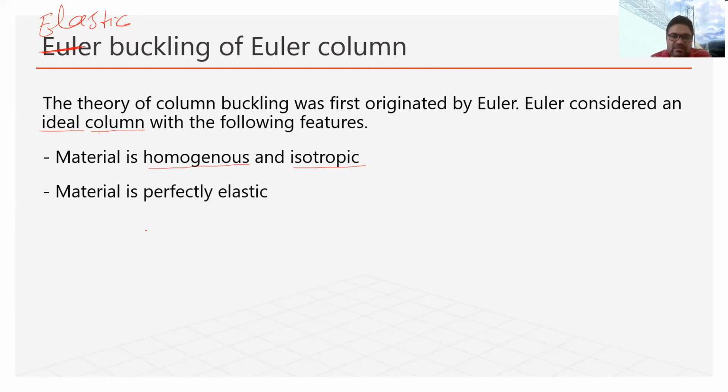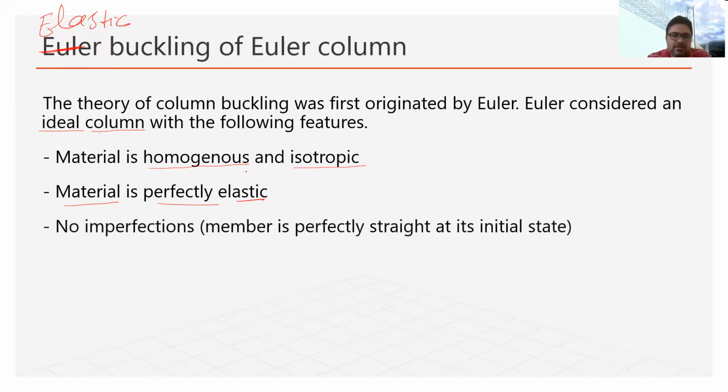Then the next feature is that the material is perfectly elastic. It means the material is perfectly elastic, like steel, and there is no imperfection, which means initially there is no curve. The member is perfectly straight. There is no initial twist, anything. So the member is perfect.